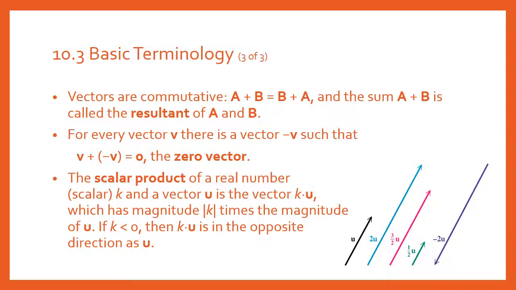In other words, if you have a vector u and you multiply it by 2, then it is 2u and it is twice the length of the original. If you multiply u by 3/2, the result is 3/2 the length of the original. If you multiply it by a negative number, like -2, it's twice the length, but it goes in the opposite direction, as you see illustrated here.